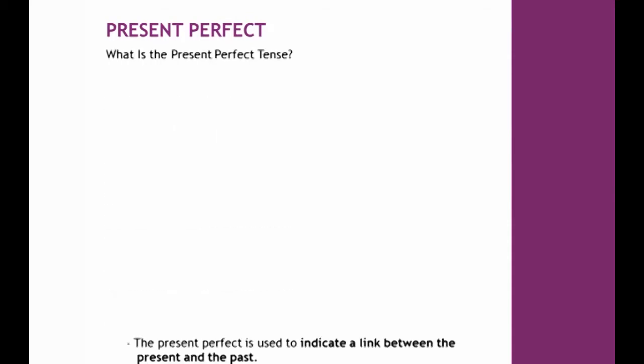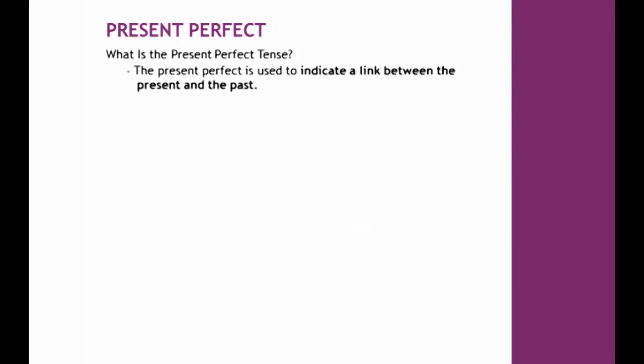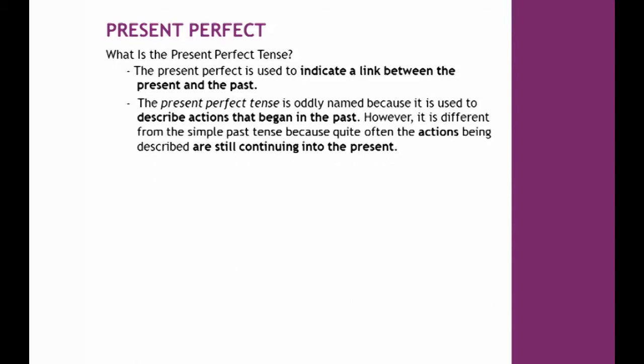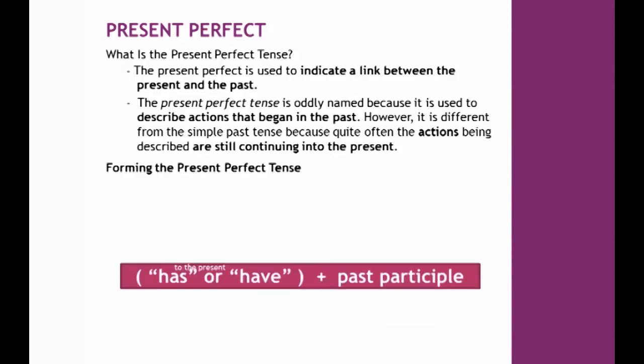Let's go now to the present perfect tense of the verb. What is the present perfect tense? The present perfect is used to indicate a link between the present and the past. Remember, link. So the present perfect tense is oddly named because it is used to describe actions that began in the past. However, it is different from the simple past tense because quite often, the actions being described are still continuing into the present.